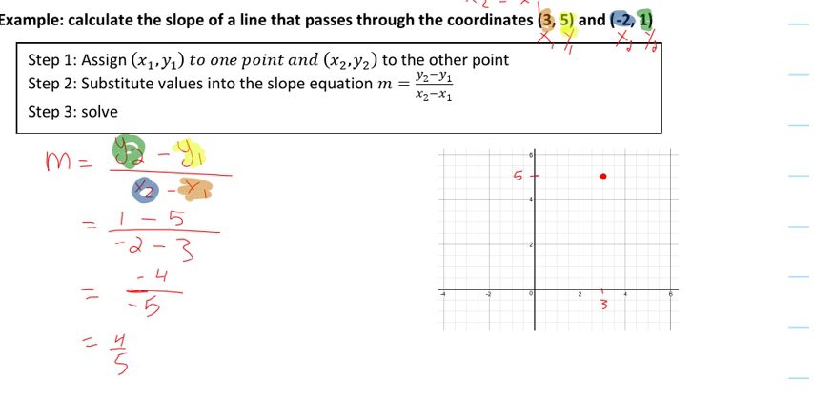And then for my next point, it's going to be negative 2, 1. So where would that be? Negative 2 is right here, and then negative 3. And then 1, negative 2, 1. So I'm going to go up to 1. Okay? So basically my line is this. So I'm going to form the triangle.